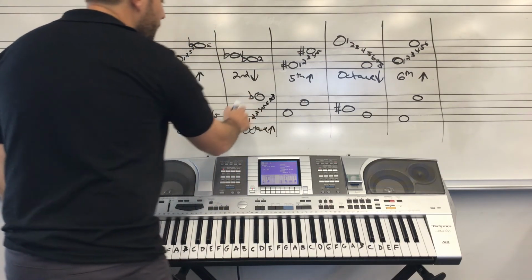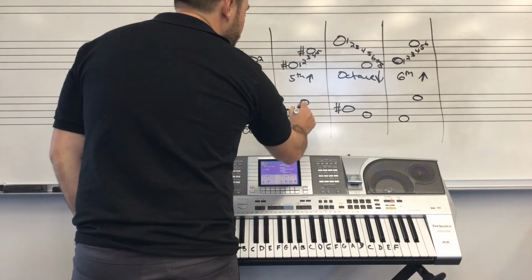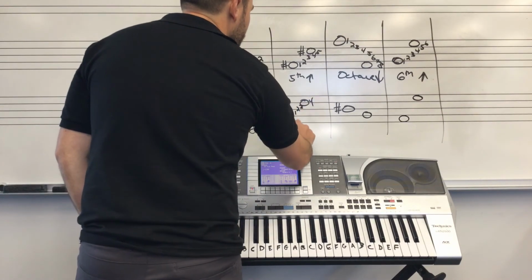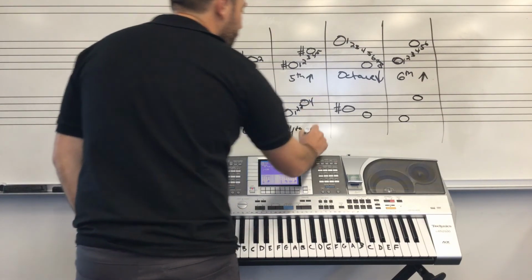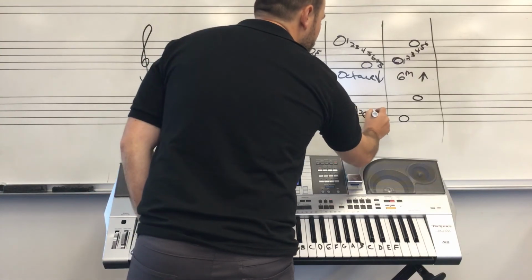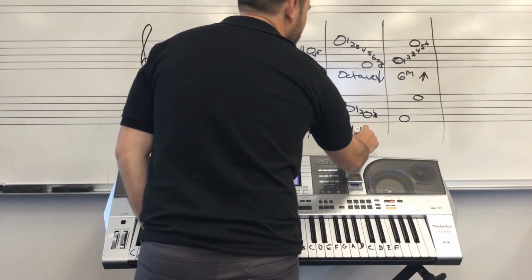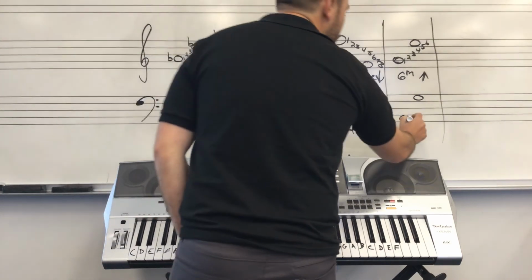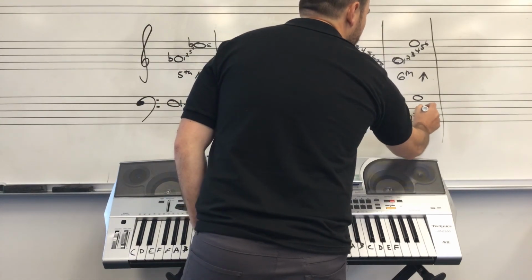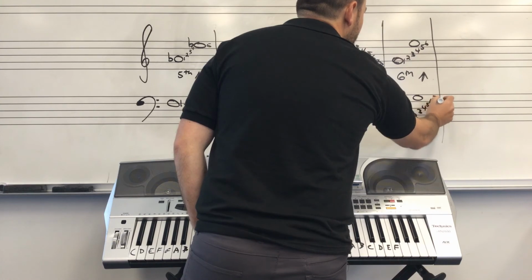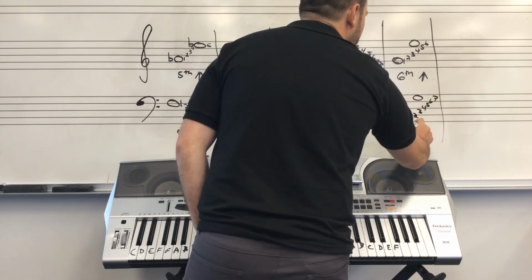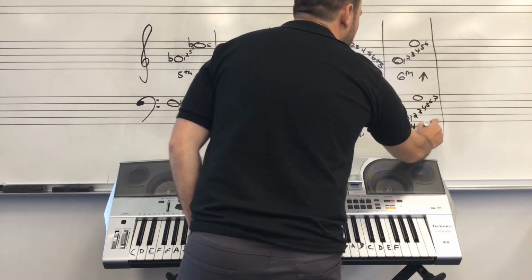So these are the same note because it's an octave. 1, 2, 3, 4. This is a fourth going up. 1, 2, 3. That's a third, right? It's a skip and it's going down. And this one goes 1, 2, 3, 4, 5, 6, 7. So this is a 7th, and it's going up.